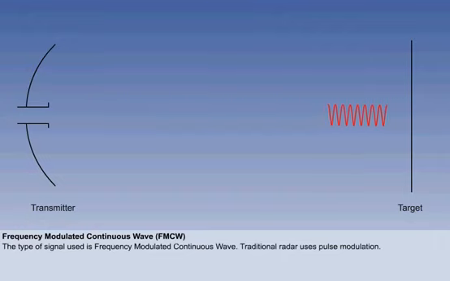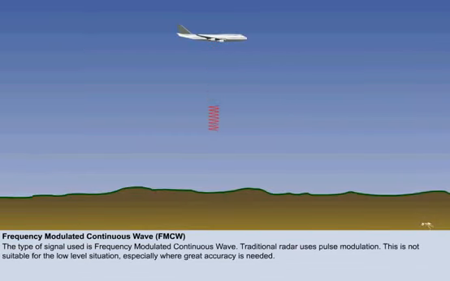Radio waves travel at 300 million meters per second, so the radar can display this time as a distance. This sort of technique has been used for high-level radio altimeters in the past, but is not suitable for the low-level situation, especially where great accuracy is needed. Let's see why. There is a limit to how short it is possible to make the pulse while still packing enough energy into it. A typical value for a high-level radar altimeter was a pulse length of 1/4 of a microsecond, that is, 1/4 of 1/1,000,000th of a second.